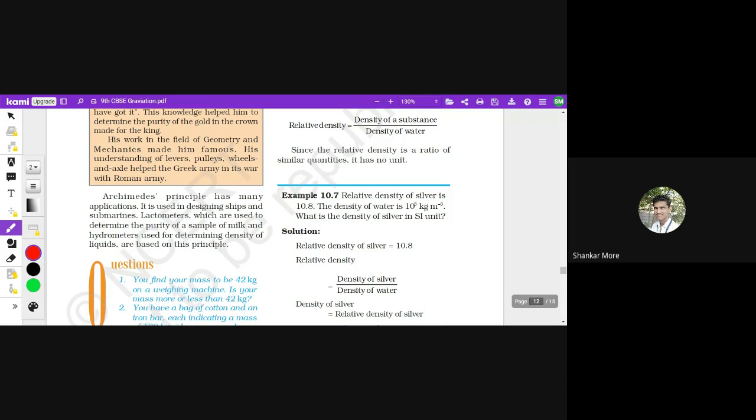Okay, so how does that work? How is Archimedes' principle working in it? Matlab usme kis tarike se apply kiya gaya hai Archimedes' principle? So you will try to search it on YouTube.